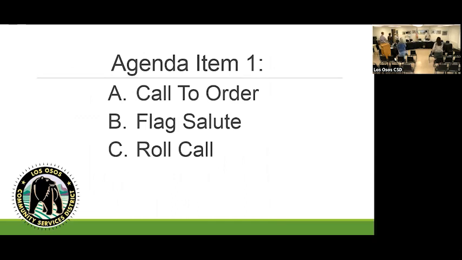Pledge allegiance to the flag of the United States of America and to the republic for which it stands, one nation, under God, indivisible, with liberty and justice for all.